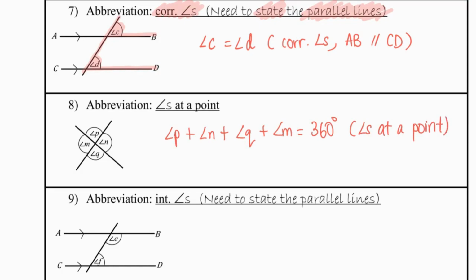And last, we also know about interior angles; again, we must state parallel lines. Interior angles are like a C, inside two parallel lines. And they actually add up to 180 degrees. Parallel lines.